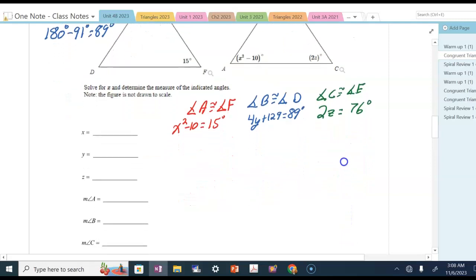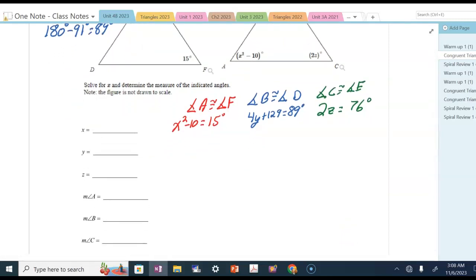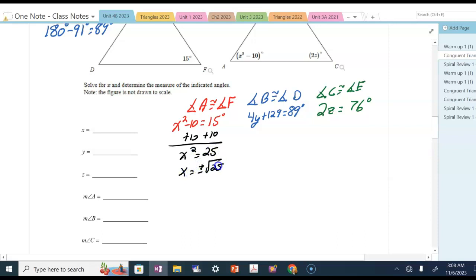So this time I'll just solve for x first. So I'll add 10 to both sides. We get x squared is 25. X is plus or minus the square root of 25. So x is plus or minus 5.